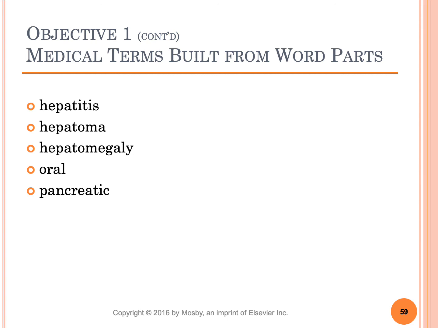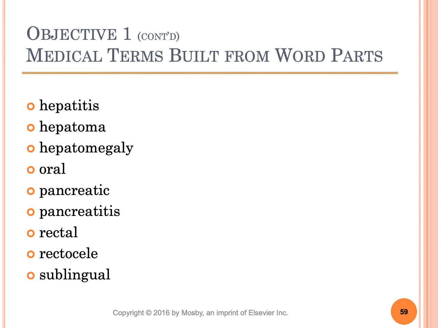I like to call it Mr. Pancreas. Pancreatitis is inflammation of the pancreas. And rectal means pertaining to the rectum. Rectocele, remember the herniation into the rectum. We talked about this in the reproductive lesson. And then lastly here, sublingual, which is pertaining to below the tongue. And so sometimes we refer to medications as sublingual, where they are given by putting them under the tongue. Some things that we give, like nitroglycerin, to quickly lower blood pressure if it's super high.